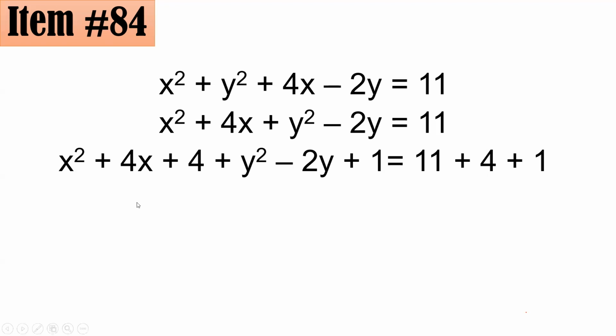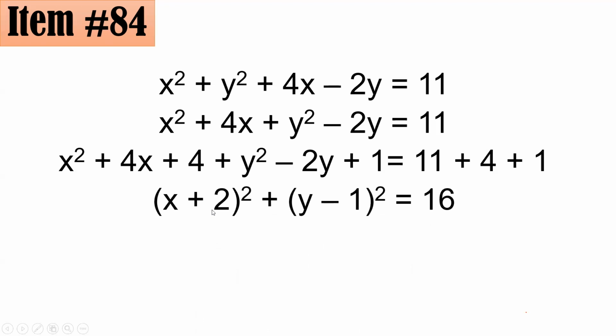And x squared plus 4x plus 4, the purpose of completing the square is to make them perfect square trinomials po. So with such, x squared plus 4x plus 4 could be expressed as x plus 2 quantity squared, and y squared minus 2y plus 1 could be expressed as y minus 1 quantity squared equals, dito po sa right hand side, 11 plus 4 plus 1, we got 16. And this is now po what we call the standard form of the equation of your circle.